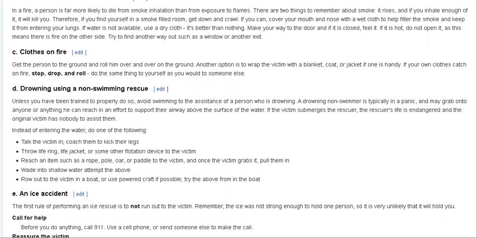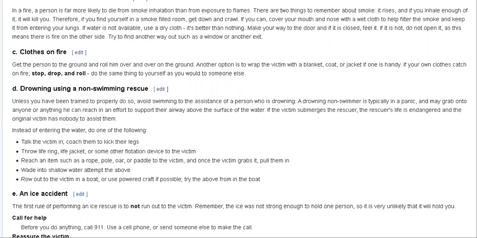So instead of entering the water, do one of the following. Talk the victim in, coach them to keep their legs kicking. Throw a life ring or life jacket or some other flotation device to the person. Reach with an item such as a rope, pole, or a paddle, and once the victim grabs it, pull them in. Wade into shallow water and attempt the above. Okay, so they're going into the shallow water and then throw them a line or whatever.